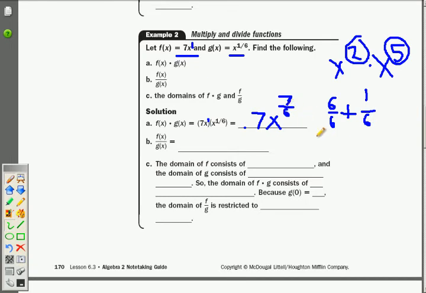So 7x to the 7/6 power is what I'm going to have for A there. F of x divided by g of x, well, if I have 7x divided by x to the 1/6 power, well, that's a root on the bottom, so that's going to be an issue anyways. But I'm going to call this 6/6, and we're going to do 6/6 minus 1/6, and we're going to end up with 7x to the 5/6 power.